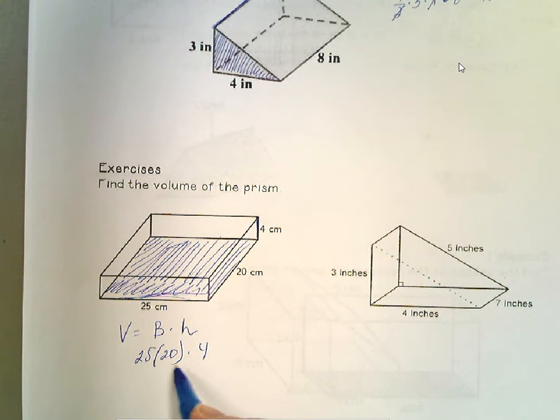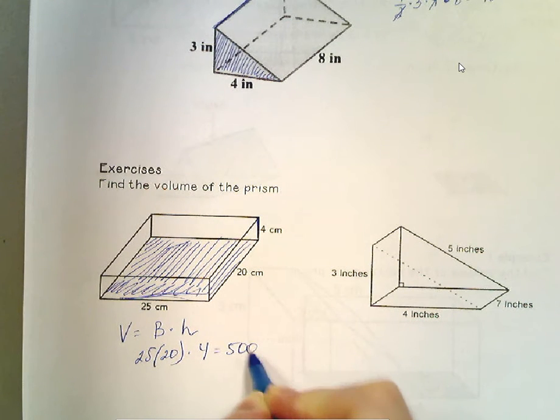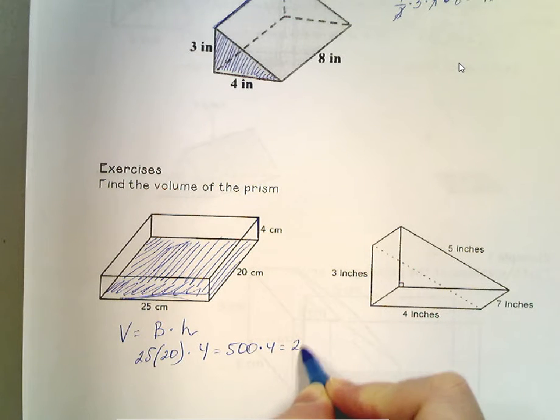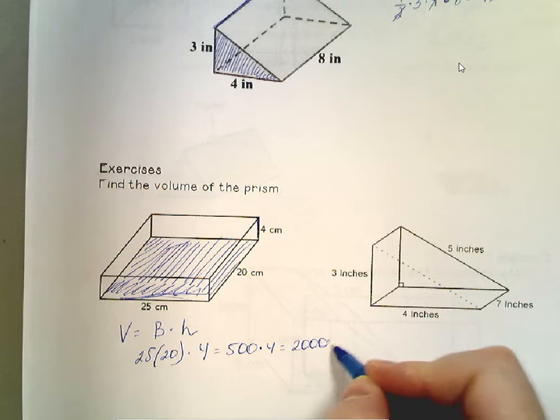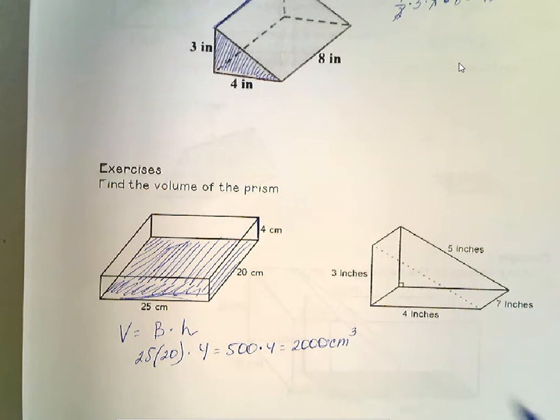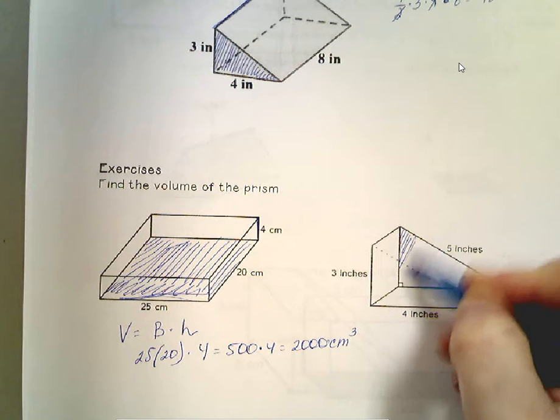Okay, so we'll have 25 times 20, which is 500. And then we would multiply that by 4. So I'll just write 500 times 4, and that is 2,000. And now we'll have centimeters to the third power. For the triangular prism, and I know it's a triangular prism because there are two triangles.